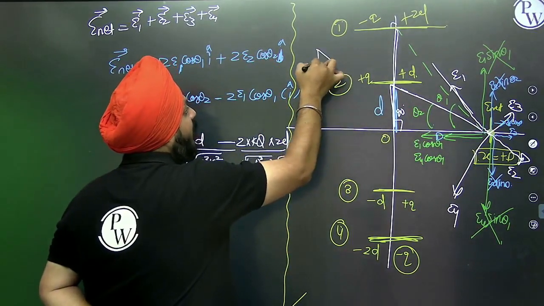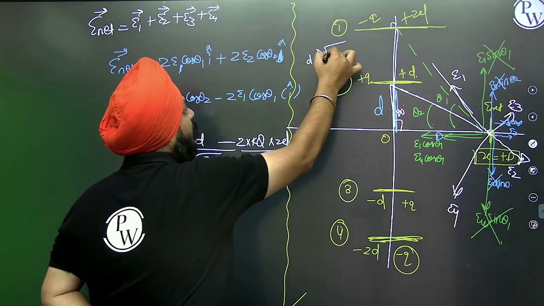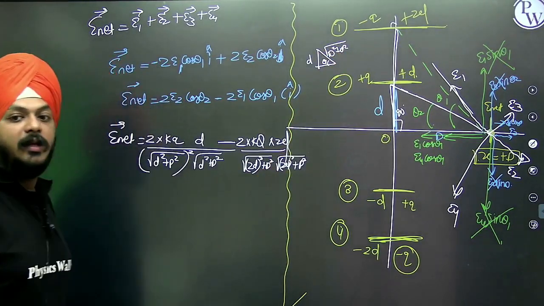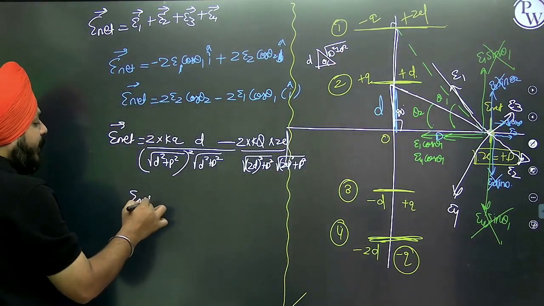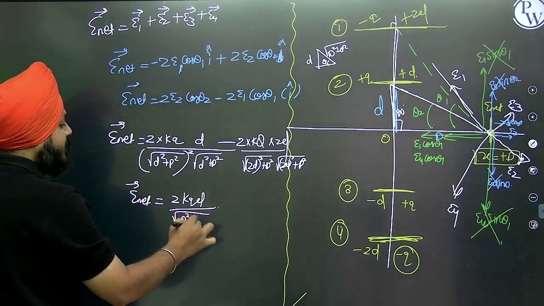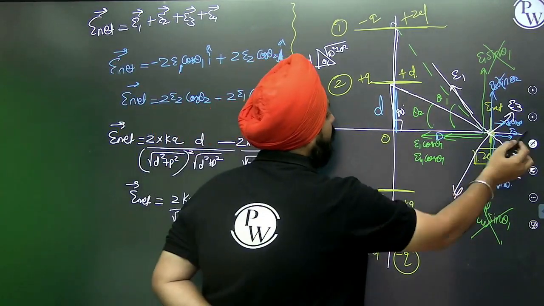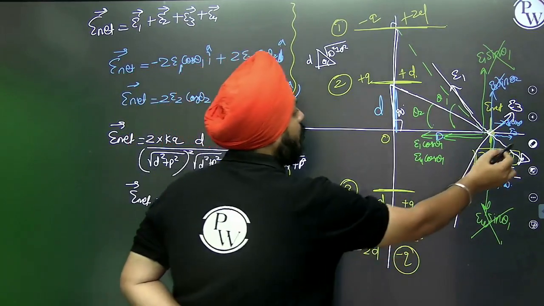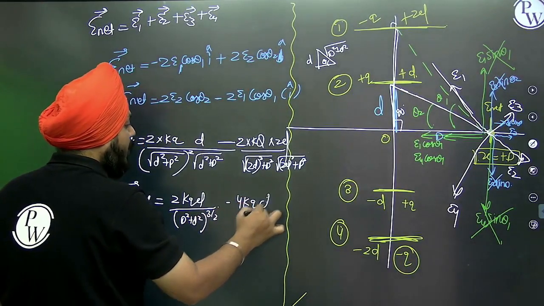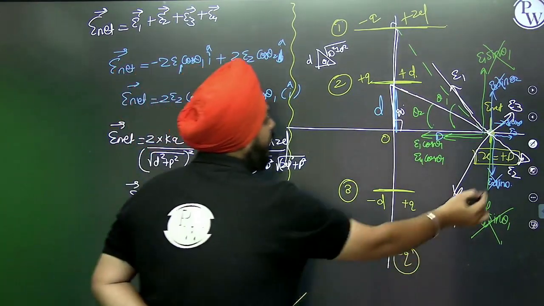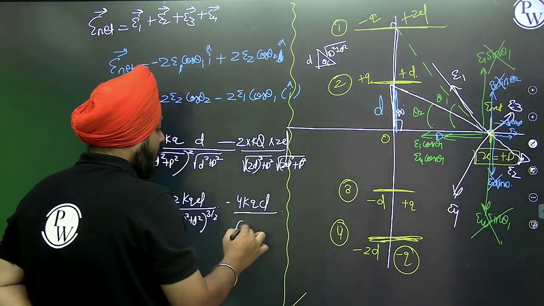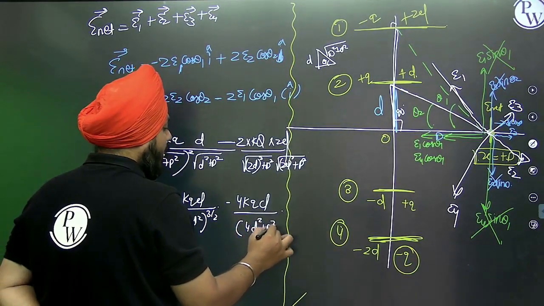See, for the smaller triangle, this is d, this is under root of d square plus d square. This is theta 1. Similarly, for the triangle theta 2, I did that. So the net electric field is going to come up as 2kqd whole divided by under root of d square plus d square. Or in another sense, you can write it as 4kqd whole divided by under root of 4d square plus d square whole to the power 3 by 2.